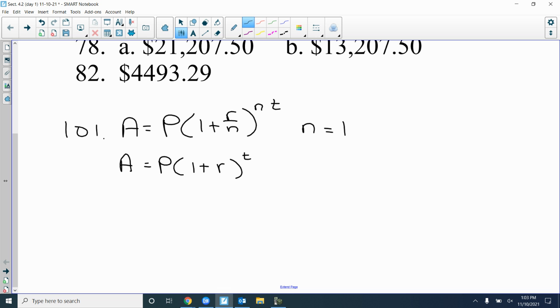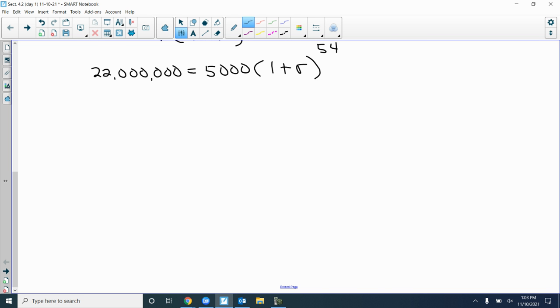All right, where does the 22 million go? 22 million is your final amount, so that goes for A. Principal, 5,000. We are looking for r. The t will be the 54 years, the time it takes for 5,000 to turn into 22 million.